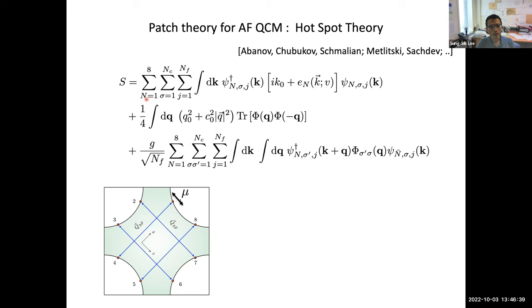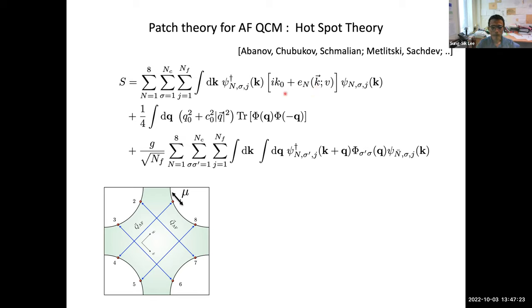So here capital N refers to the 8 hotspots. With this simply connected Fermi surface, there are 8 points connected by this Q vector. And sigma is spin, so NC is general, but let's say NC equals 2 for SU(2) spin. And NF is flavor, let's just set it to 1, okay? And then this is the electron field. And this K0 is the frequency, and this K is the momentum measured away from the hotspot, okay?